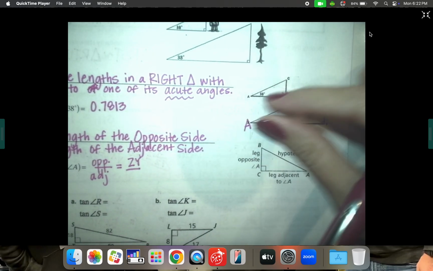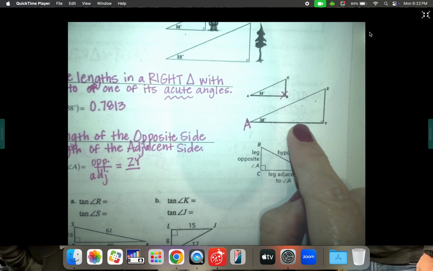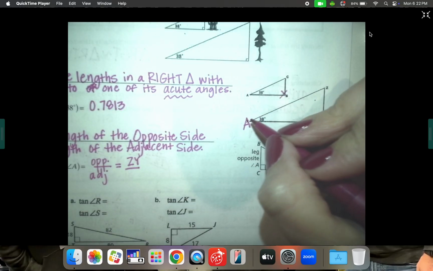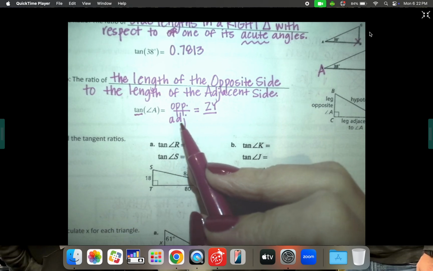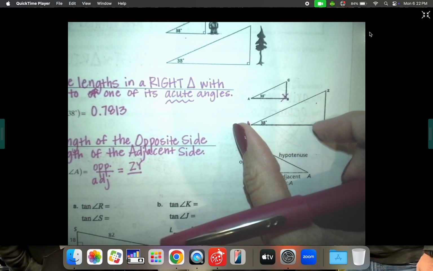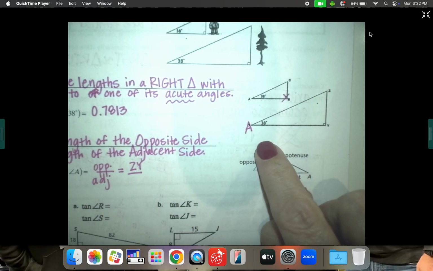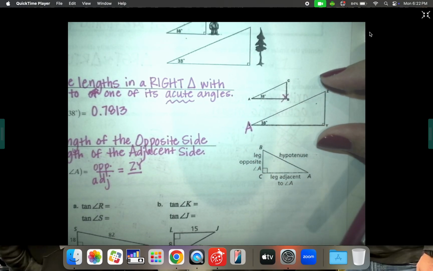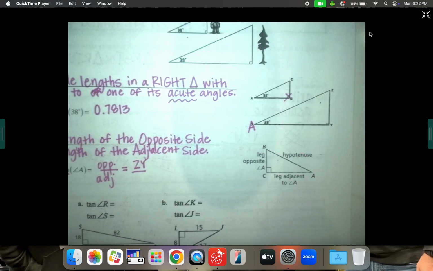Well, a lot of kids ask, well, wait a minute, this one's next to angle A, but so is this one. So which one's the adjacent one? It's never going to be the hypotenuse unless it says the word hypotenuse. So since this one doesn't say hypotenuse, it says adjacent, then we are not going to use the hypotenuse. We are going to use the other one. So once again, we used opposite, which is XY, over adjacent, not hypotenuse. So this is AY.